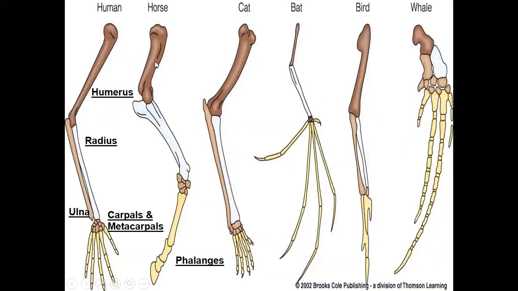Horses, humans, cats, bats, bird, whales, they all have this very similar bone structure. Why? Because we all had a common ancestor, and not that long ago. Because remember, what are we all? We're all mammals. That puts us pretty far down the taxonomic tree.